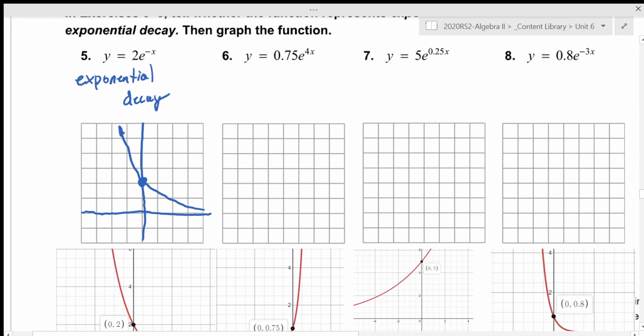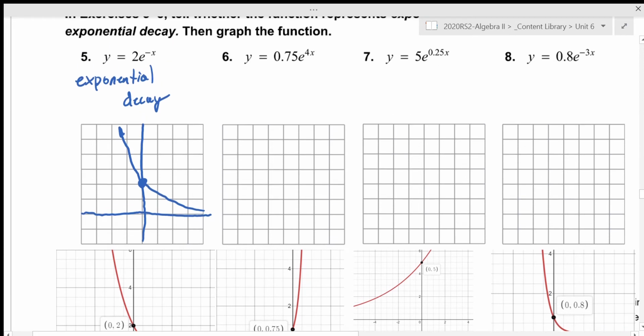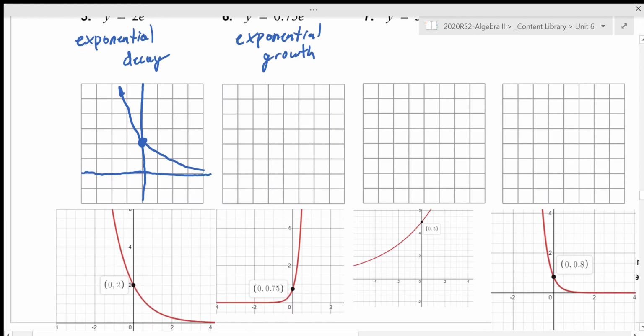All right, similar process for the next three. In number 6, this is exponential growth because the exponent is positive. I've graphed this on Desmos, and we can see that a fairly nice point is at 0, 0.75. And this is exponential growth.